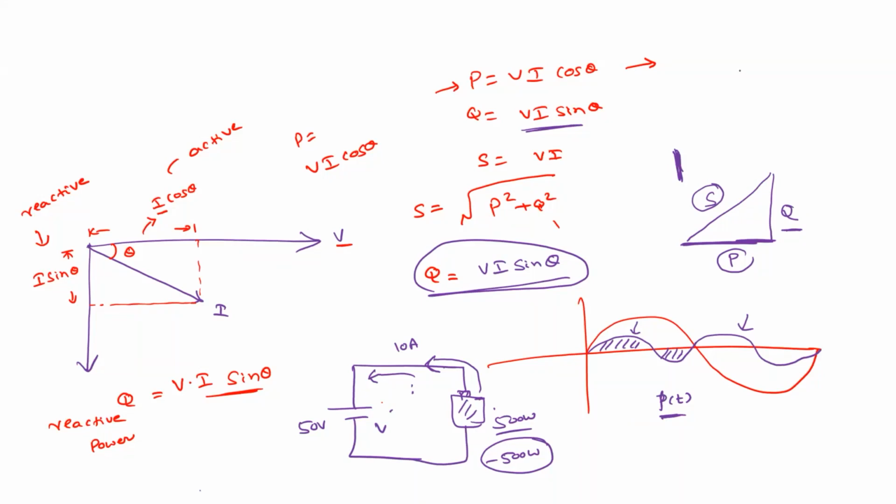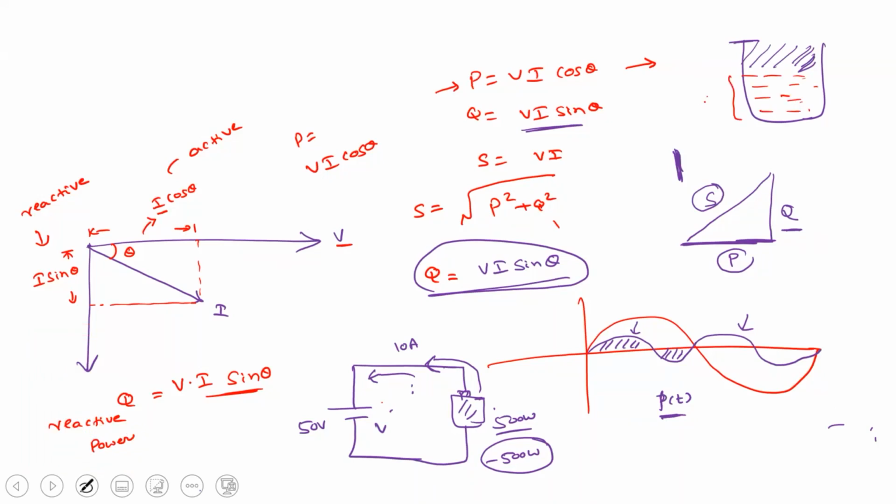It is something like this. You have a coffee mug, right? This coffee mug is full, something like this. You have foam here, and this is coffee here, right? So this is P, this is Q, and this entire thing is S. Likewise, this is the foam, so it will not do much. This is the actual coffee, and this is the overall thing, S. Clear? Q will not do any job, only the active power will do the job.